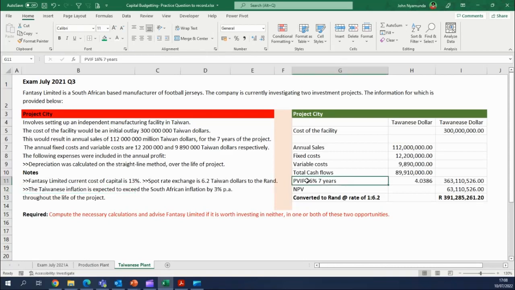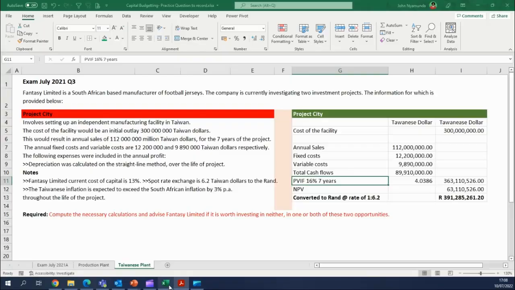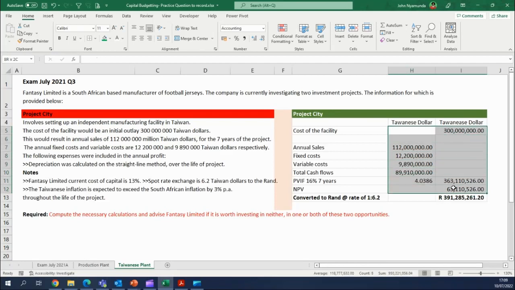Now we look at 16% over 7 years in the present value interest factor of an annuity table. If we come to the back of the module, 16% in 7 years, you can see it is 4.0386. That's the number you have here. So annual cash inflow times that gives you 363,110,526. That's the inflow. So the NPV becomes 363,110,526 minus the 300 million, which gives you 63,110,526.